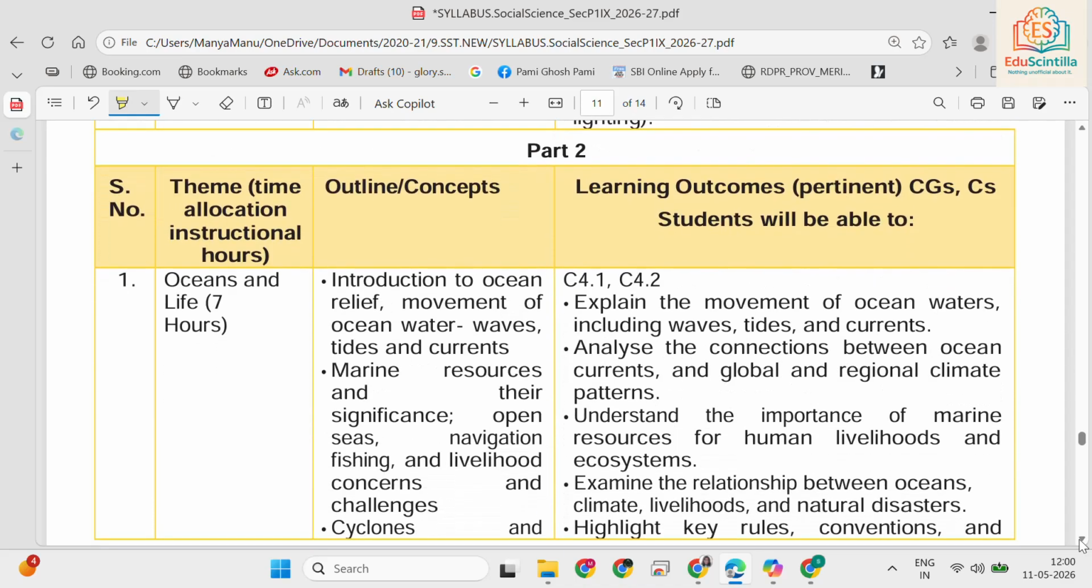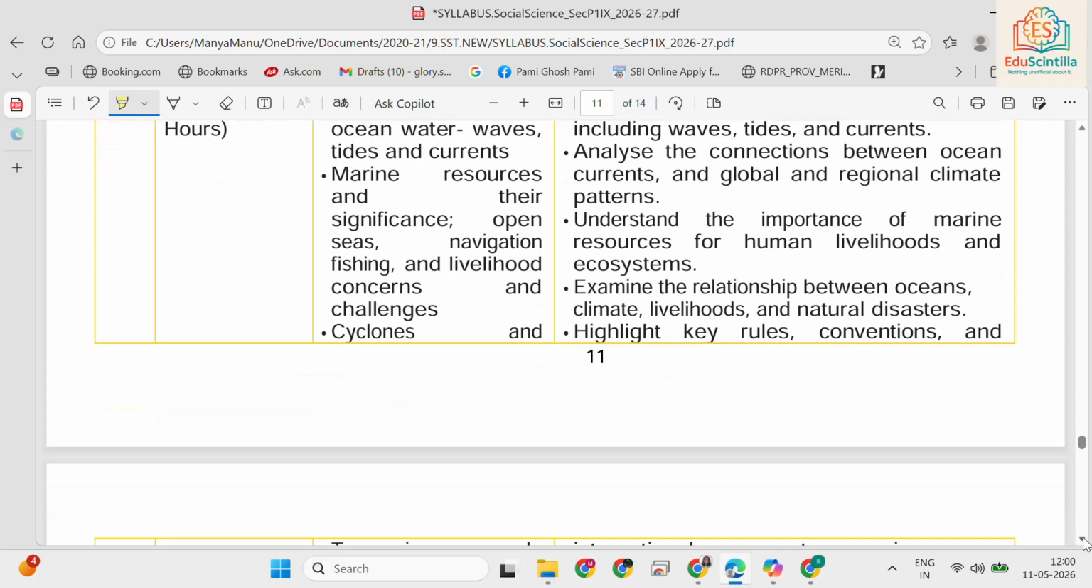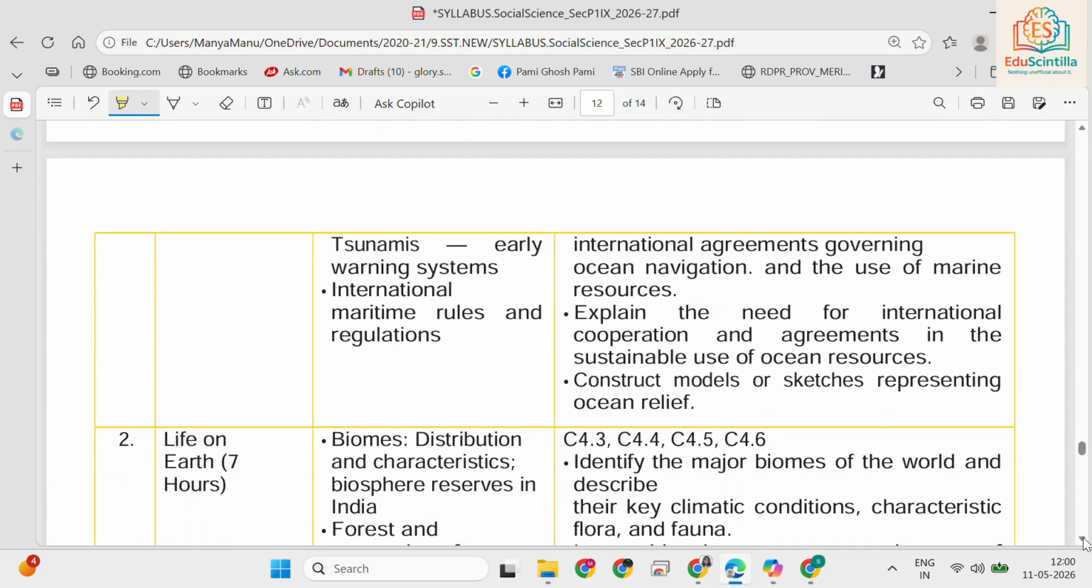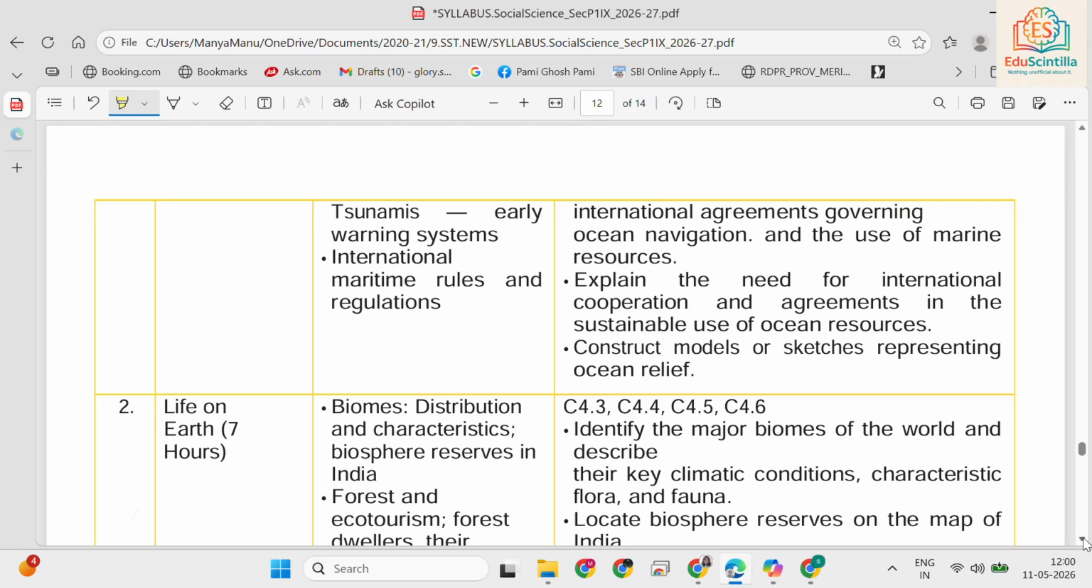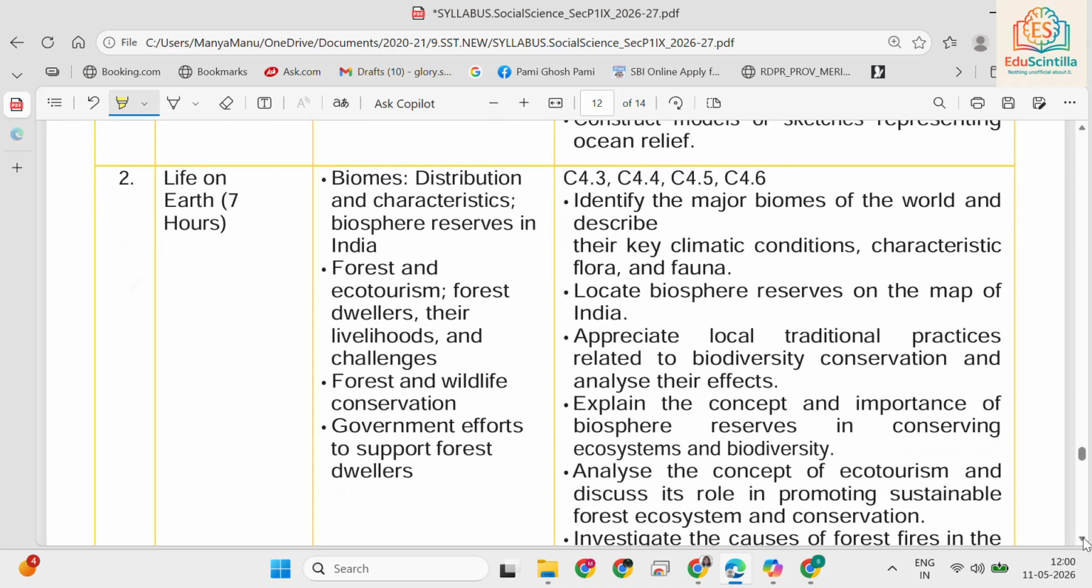So part 2 has 7 themes. The first theme in part 2 is oceans and life. In this chapter, the concepts covered are introduction to ocean, relief, movement of ocean water, waves, tides and currents, marine resources and their significance, then cyclones and tsunamis. International maritime rules and regulations are covered in this chapter.